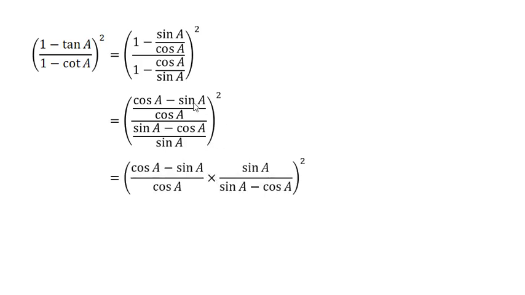As numerator and denominator both are fractions, simplify again. Cos A minus sin A upon cos A into sin A upon sin A minus cos A. Now you can see that this is cos A minus sin A, and here it is sin A minus cos A. If I take the minus sign common, this becomes cos A minus sin A, and they will cancel, and sin upon cos is tan, so I have minus of tan A. So it is minus of tan A whole square, which gives me the final answer tan square A.